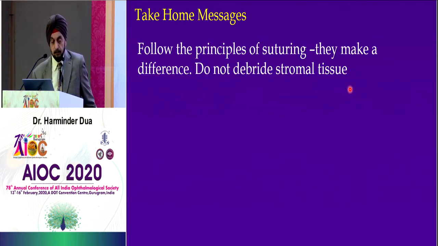So take-home messages: follow the principles of suturing. They make a difference. Do not debride stromal tissue. This I didn't mention. If there are multiple lacerations, like in the skin, you will cut out excess tissue. Never do that in the cornea. Put all of them back into place like a jigsaw puzzle. The moment you debride even a little sliver of the corneal stroma, the sutures have to be tightened too much to bring that together, and you end up with a lot of astigmatism.